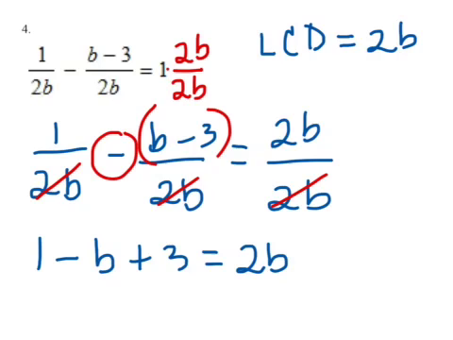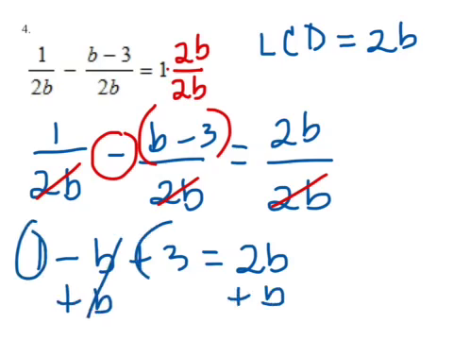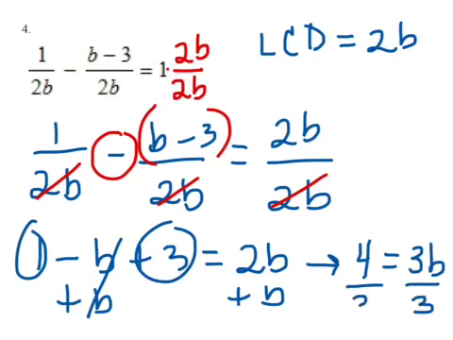Now let's solve our resulting equation by isolating our variable. I'm going to add b to both sides, while at the same time combining like terms. So I have 4 on the left side set equal to 3b. Dividing both sides by 3, I end up with b equals 4/3. Let's verify that.